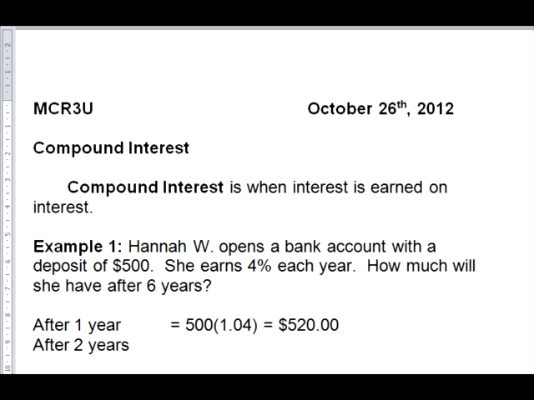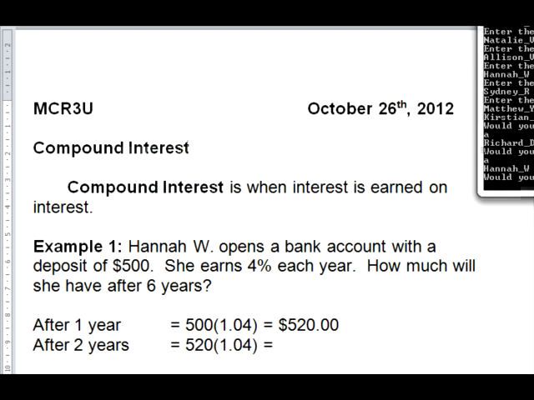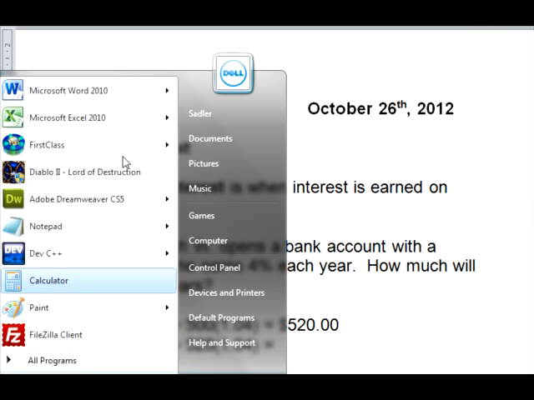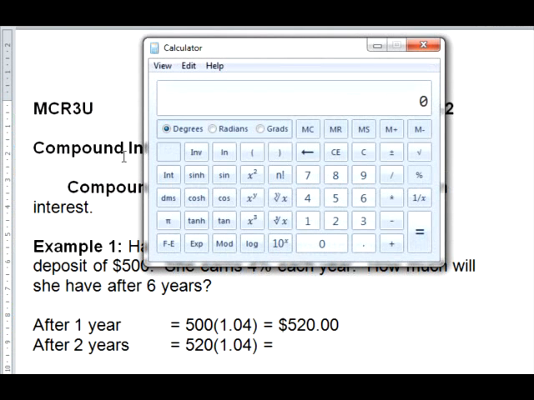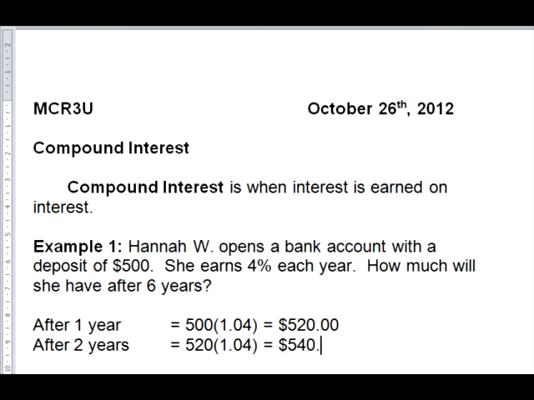After 2 years, okay, we're going to take this idea of compound interest. It's going to be 520 times 1.04. And I'll get my handy dandy calculator, which unfortunately isn't open yet. So we're going to say 520 times 1.04, which is going to be $540.80.